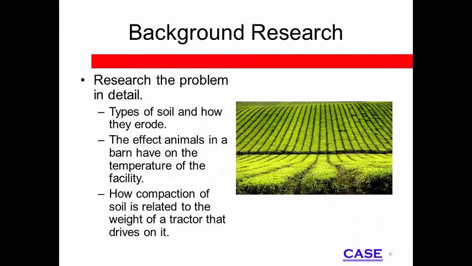Once a problem has been identified, research can be done to determine what is causing the problem and potential solutions for solving it. Understanding the causes, effects, and other background information for the problem helps to determine potential solutions.